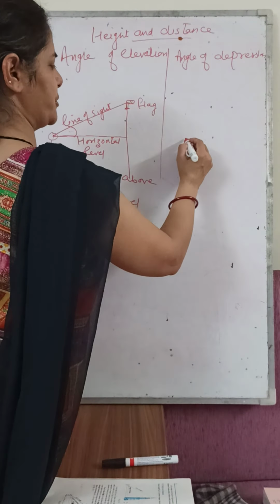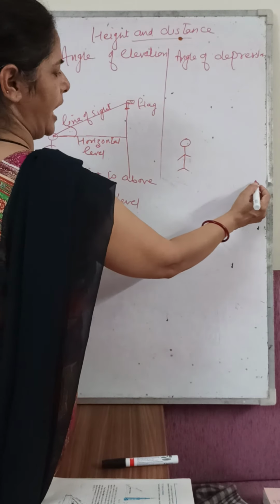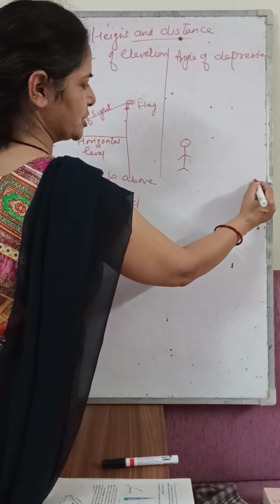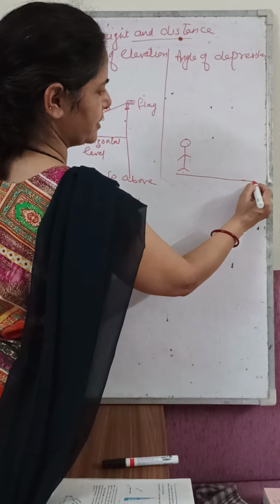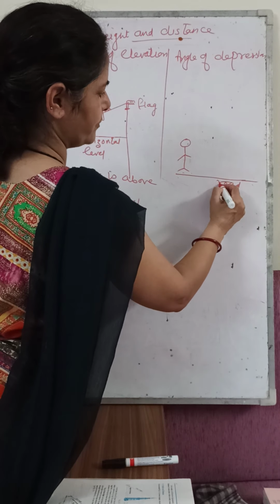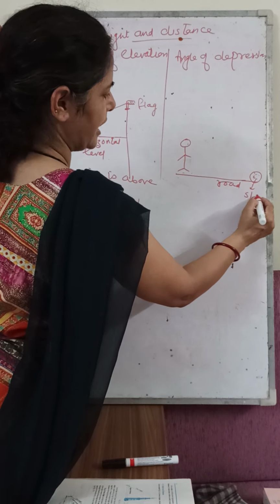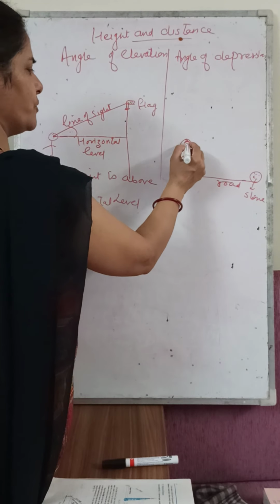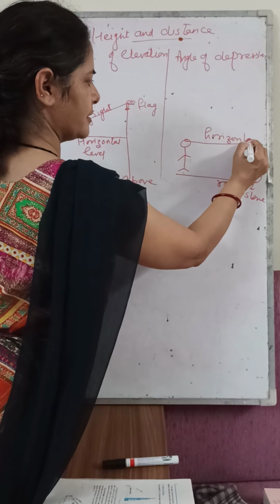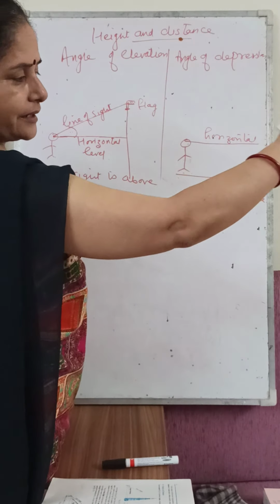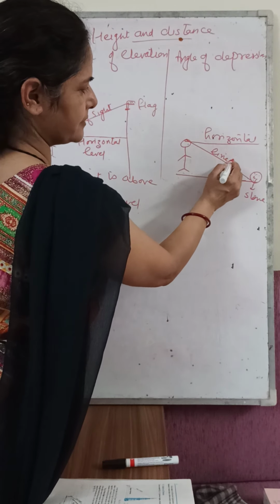And suppose you are standing here, right? You are standing here and you are looking at some stone on the road. This is the road. And here a stone is lying, and you are looking at this stone. Now look, this is your horizontal level, because your eye can see in the horizontal like this, and you are looking down, this is called the line of sight.